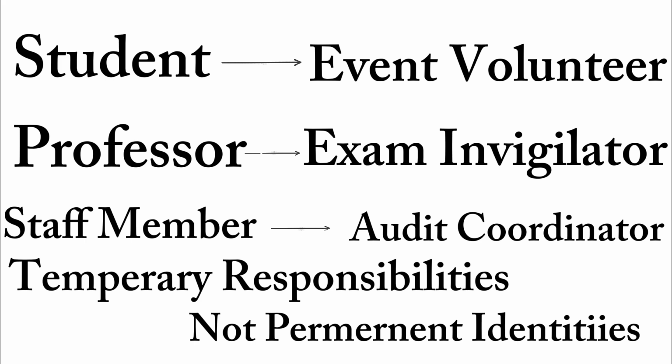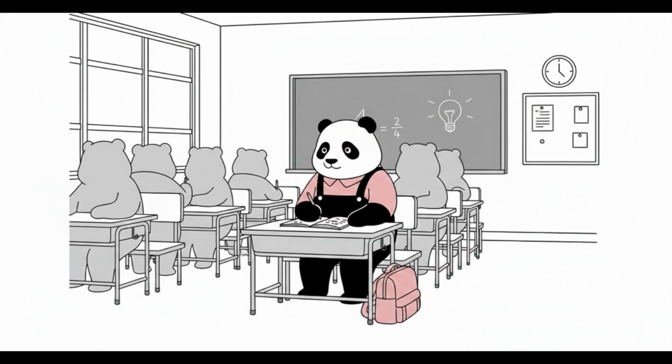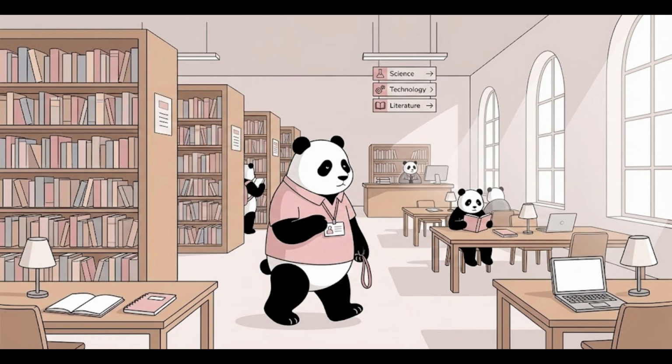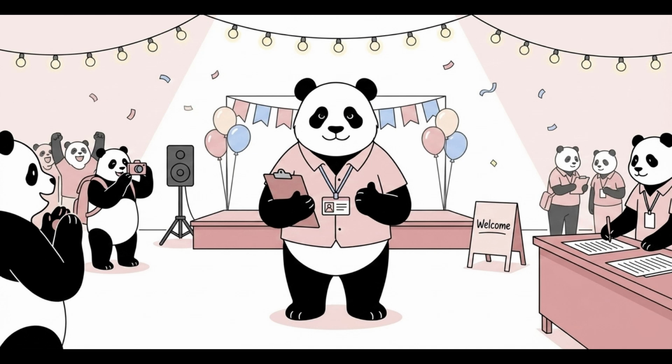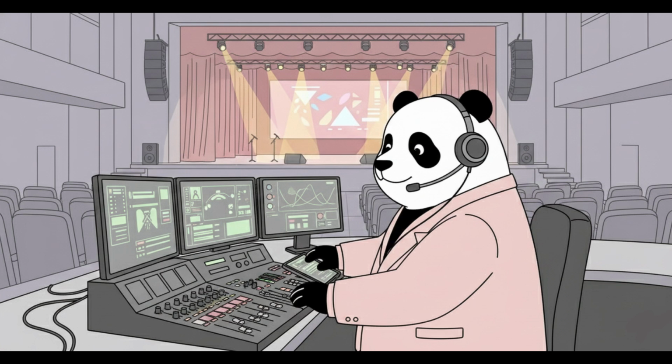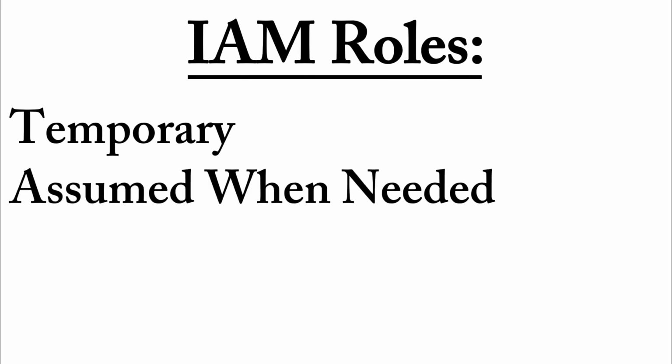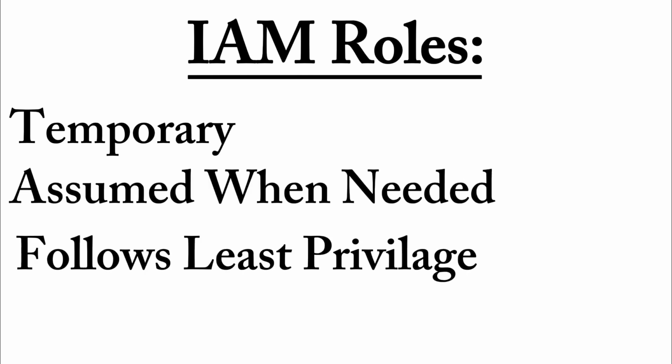For example, a student normally can attend classes and can use the library. But during a college fest, the student becomes an event organizer, temporarily getting access to the auditorium, stage controls, and event systems. That is an IAM role. Temporary, assumed when needed, least privilege, not permanent access.